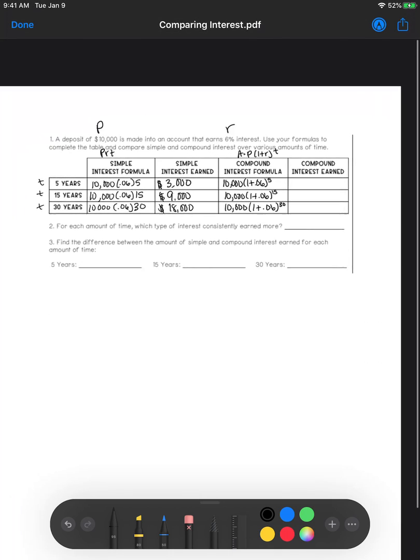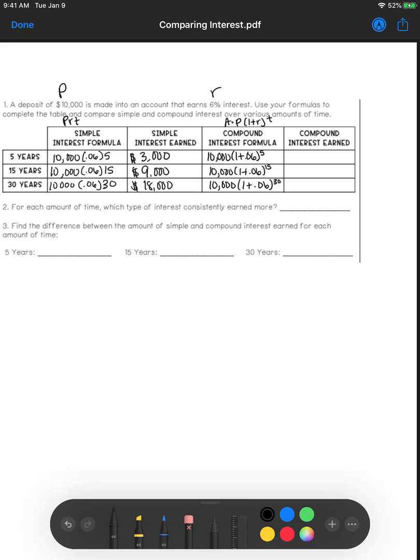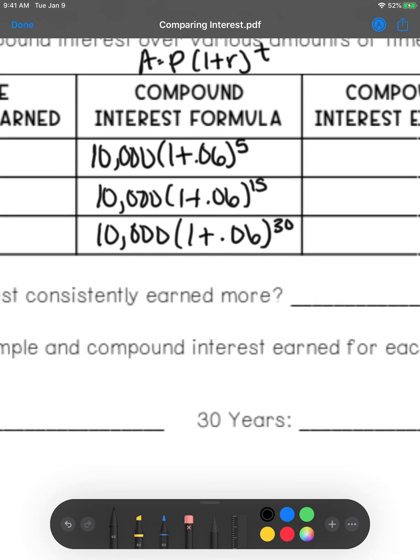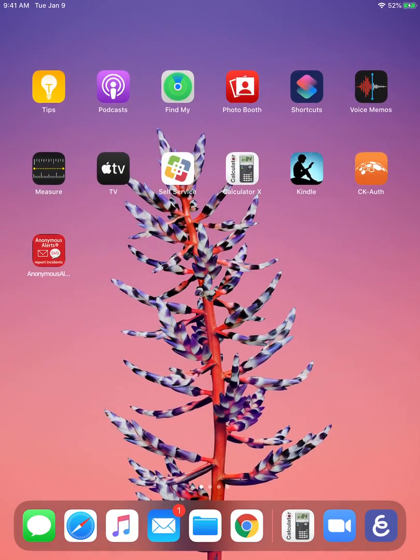Okay, so if I put those in my calculator, I'm going to have to subtract it from my initial principal. So let's put this in our calculator, and I'm going to write it down so I can remember it. And then I'm going to subtract it from $10,000 every single time, so I just get my interest. Okay, so let's see.